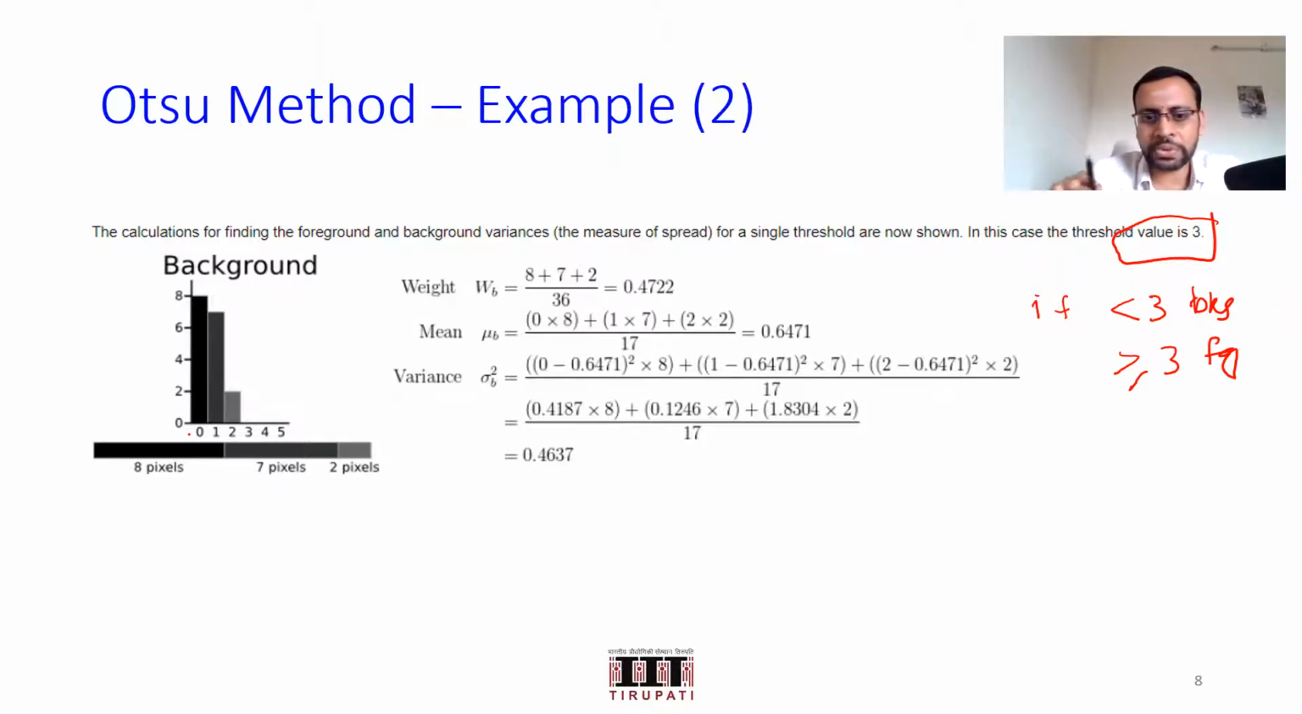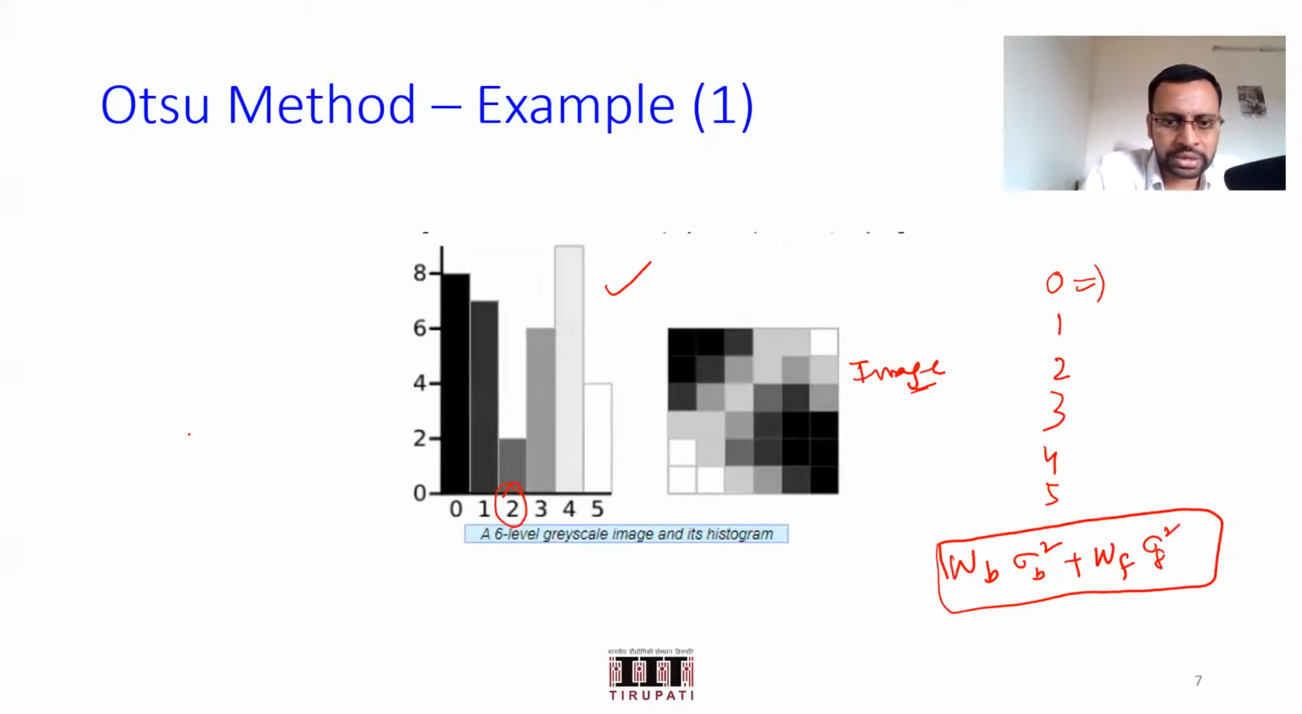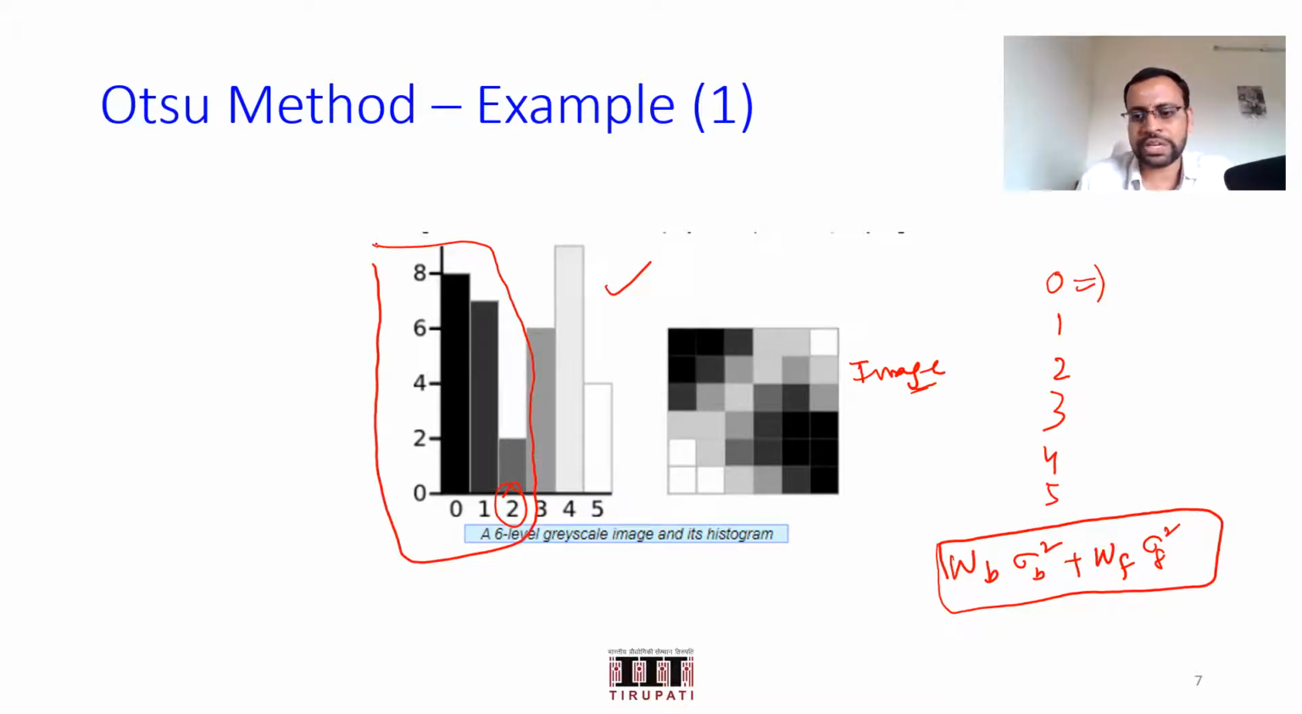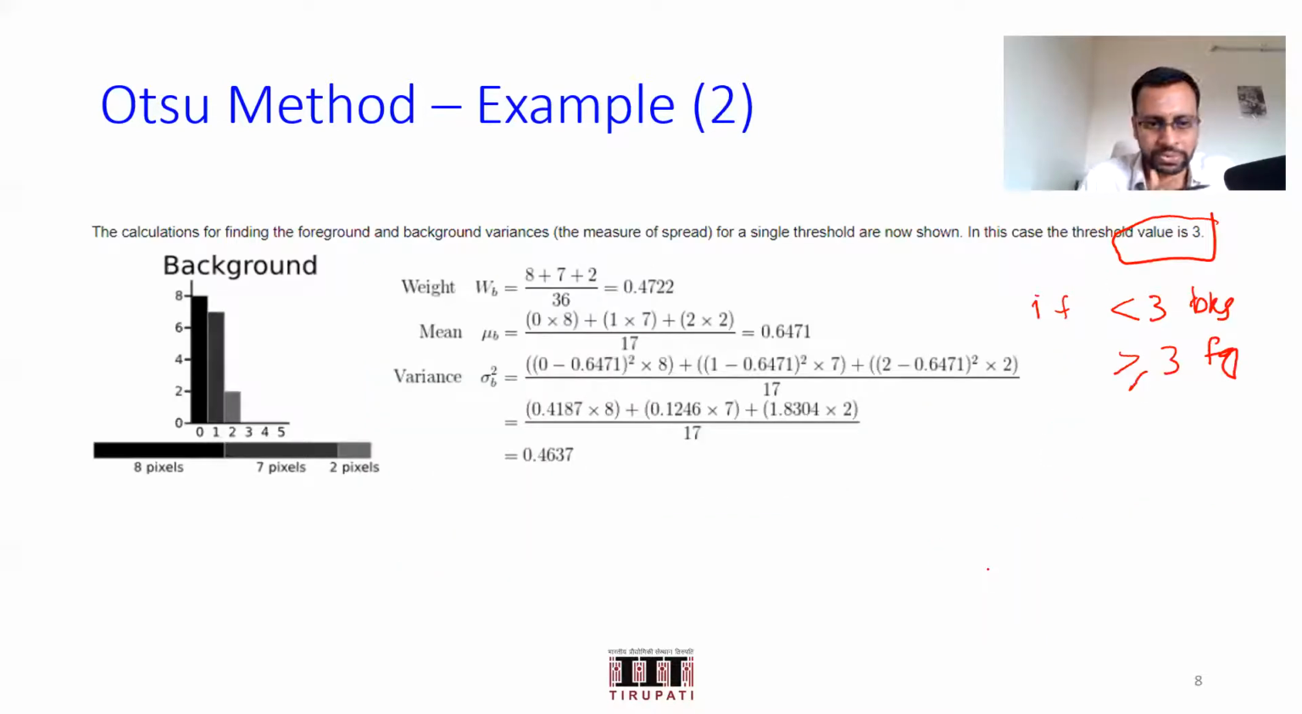Follow me carefully. If you get stuck anywhere, do not hesitate to stop me and question me. Okay, in this part we are going to analyze, we first compute the within class variance for the background and also the weight for the background. WB is very easy to do. Let's do it first.